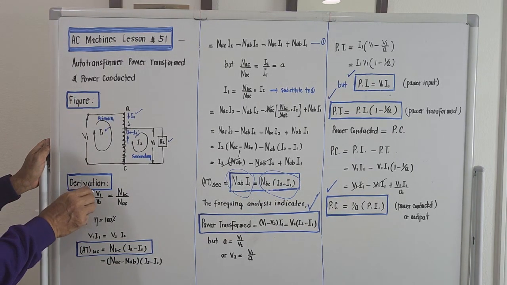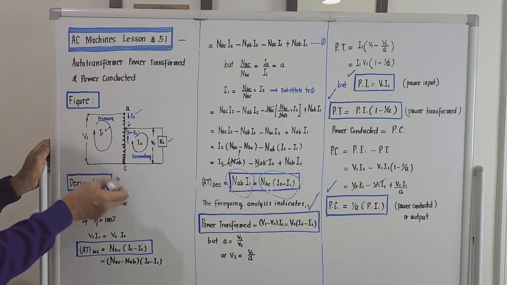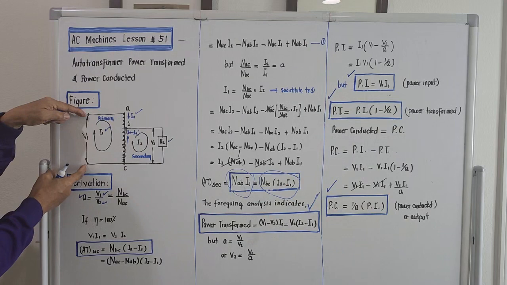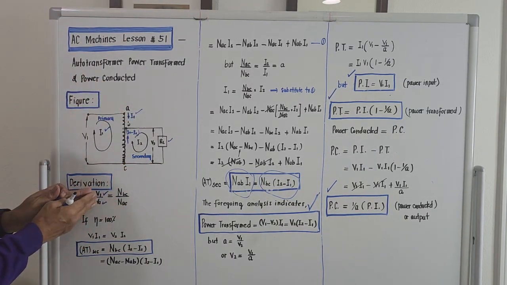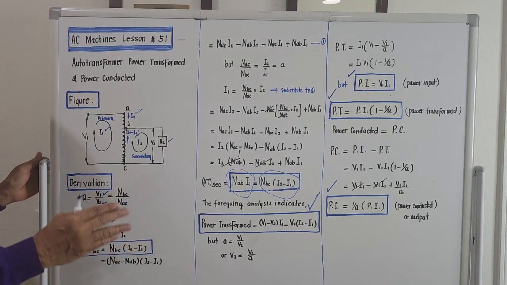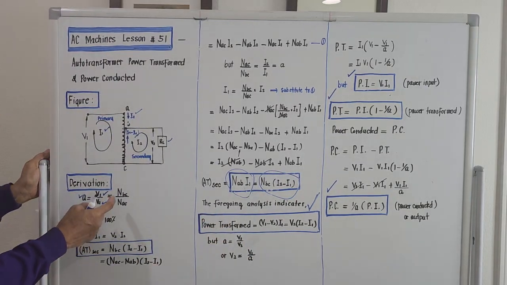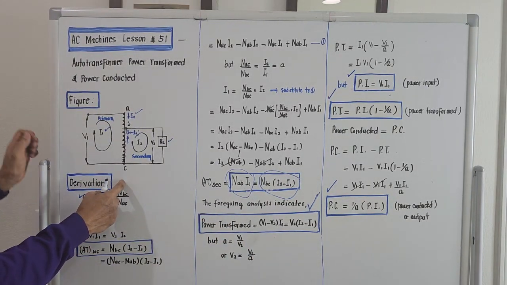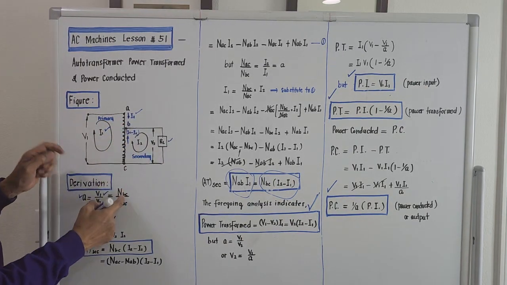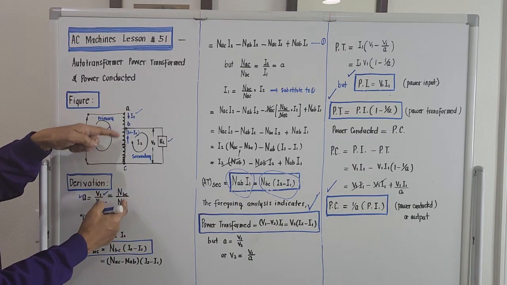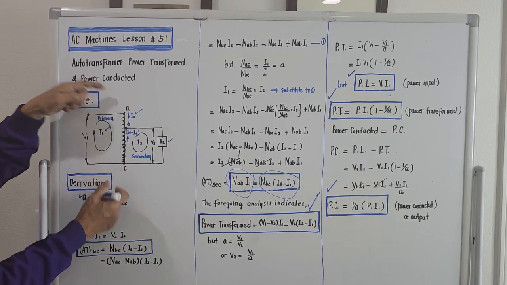The ratio of transformation is actually B1 over B2. For this transformer, the ratio of transformation will be the ratio of the input voltage divided by the output voltage. Or the other equivalent, from the definition of ratio of transformation for the conventional transformer, should be the number of turns on the side BC, or winding BC, divided by the total number of turns AC.